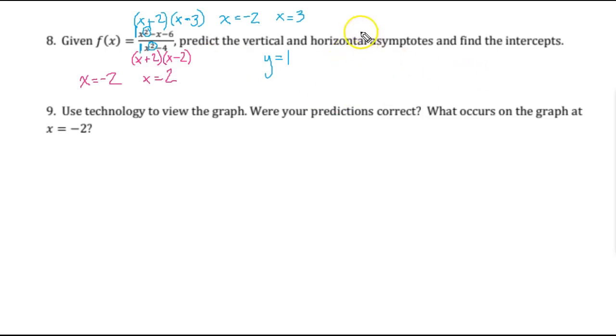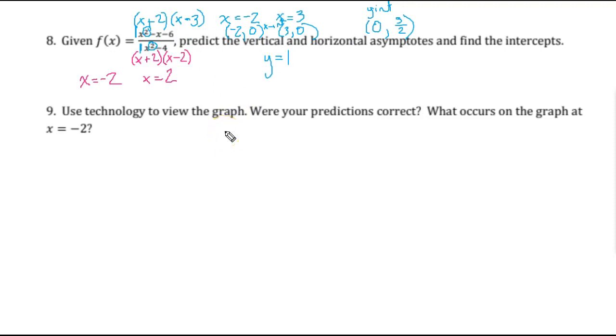And then y-intercepts. We said our y-intercept is just what we get when we substitute 0 in for x. So 0, 0, -6, 0, -4. -6 over -4 is going to give us 3/2. Our x-intercepts we said were at -2, 0, and 3, 0. And our y-intercept is going to be at 0, 3/2. So that's all from our previous lesson.